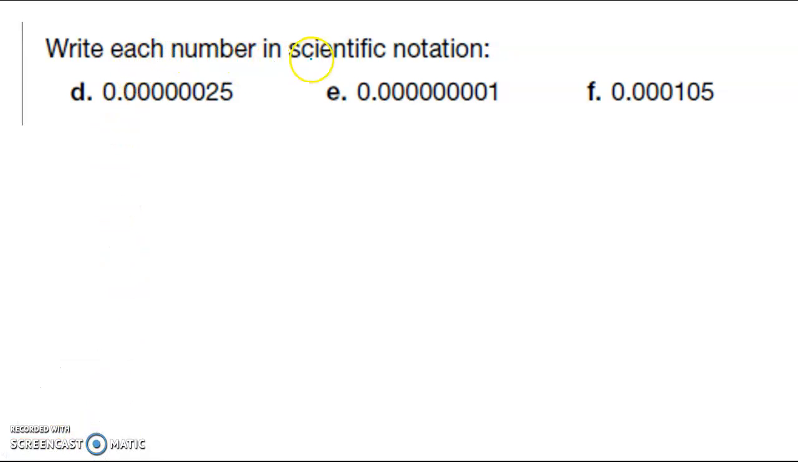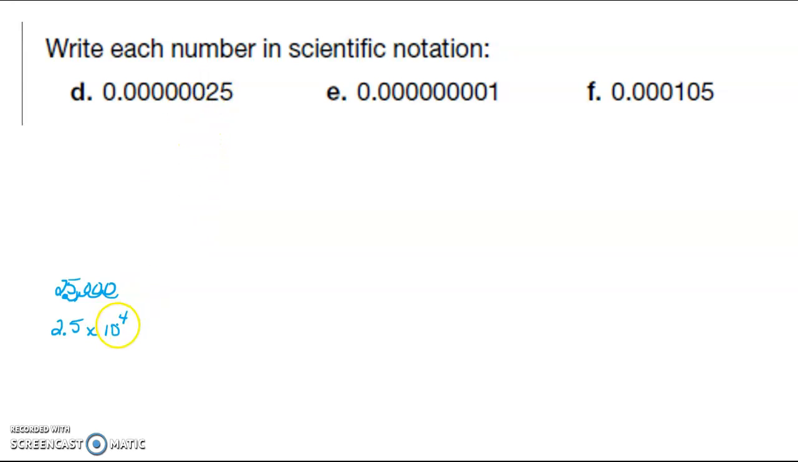This says write each number in scientific notation. If you'll recall, we've been working with scientific notation on big numbers, where you put the decimal right behind the first digit that's not 0. So I have 2.5 times 10 to something. I had to move it 1, 2, 3, 4, and that's a positive number.